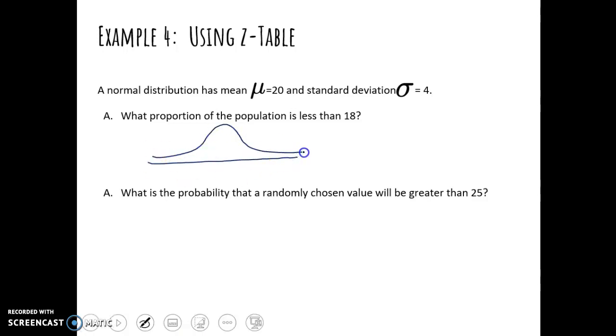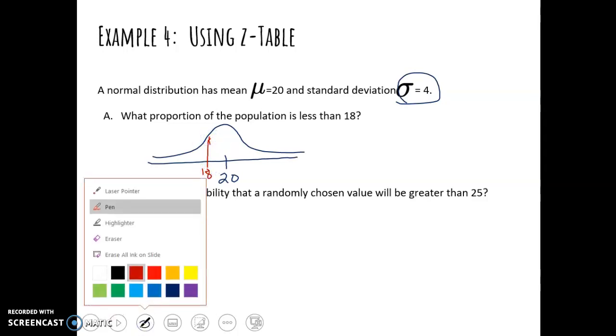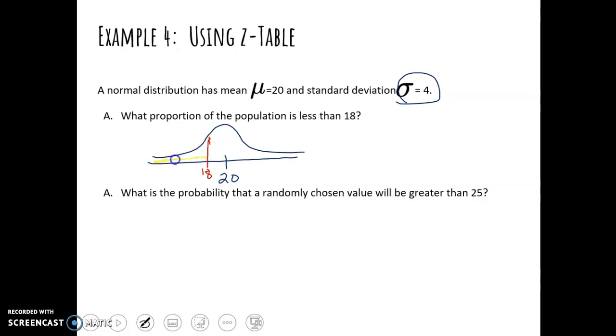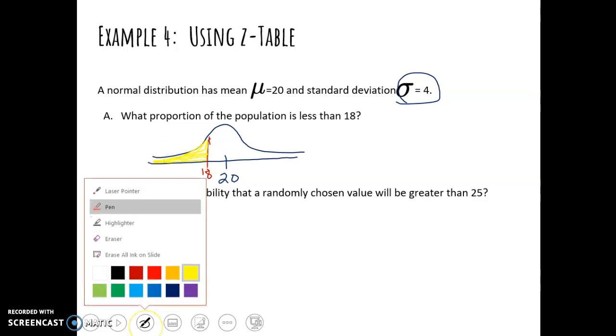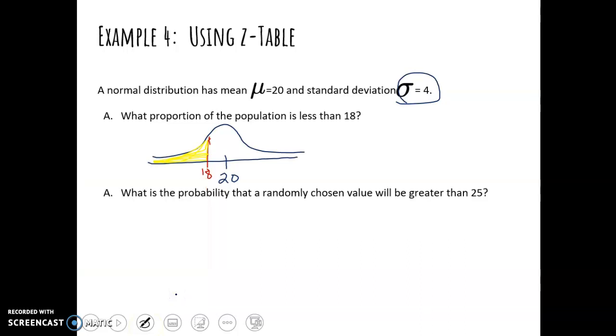So if we draw out our normal curve and we label our mean is 20, our standard deviation is 4, we're going to find 18. Now 18 is somewhere along here. Again, doesn't have to be perfect. We want to shade less than 18. So we've shaded that direction. So our boundaries are negative infinity to 18 for our left and right boundaries.